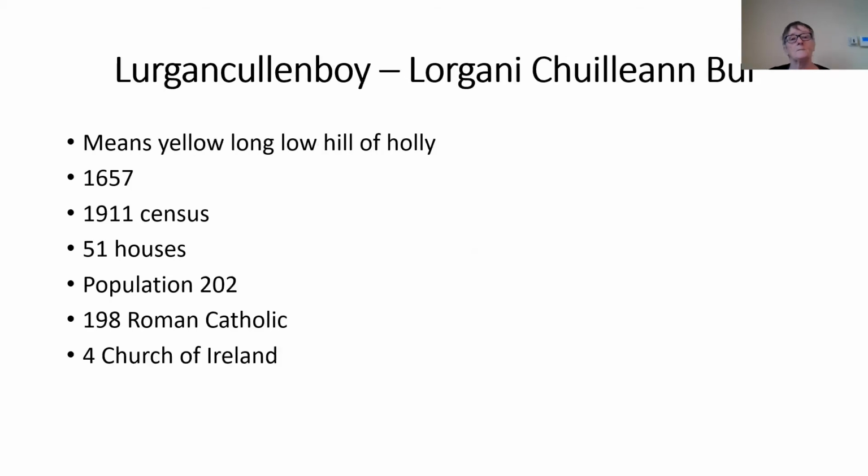Lurgan Columbai means the yellow, long, low hill of Holly. On the maps in 1657, and in the 1911 census had 51 houses, so a substantial population in this townland of 202, 198 Roman Catholic and 4 Church of Ireland.